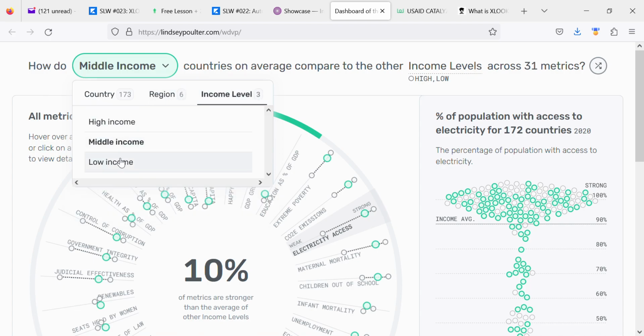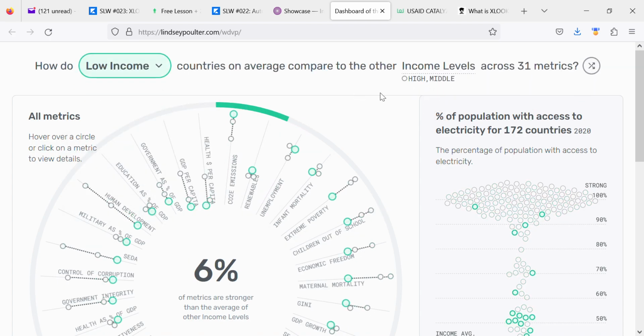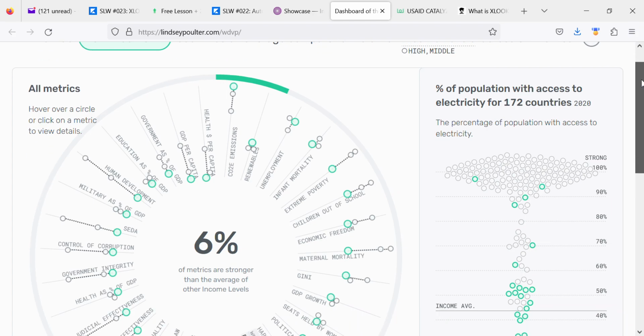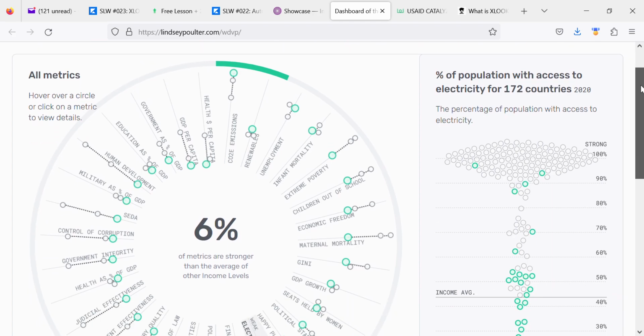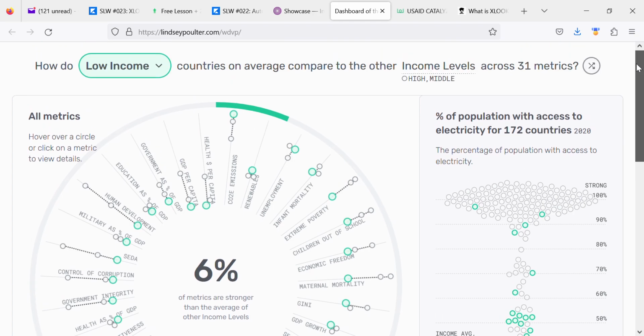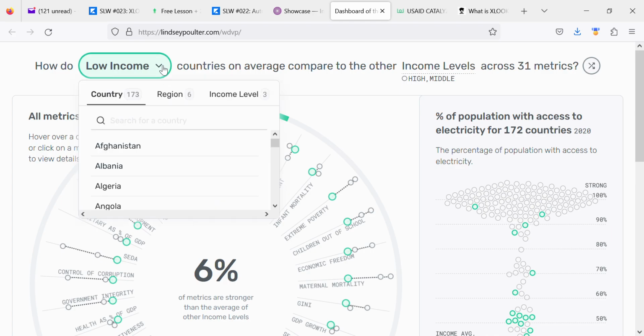If I select low income countries, only 6% of their metrics are stronger than the average of other income levels. So that is how it's displayed here. Those 6% are in the area of carbon emissions and renewable energies. So let's come to the detail by country.